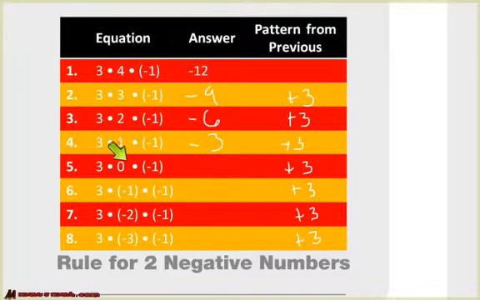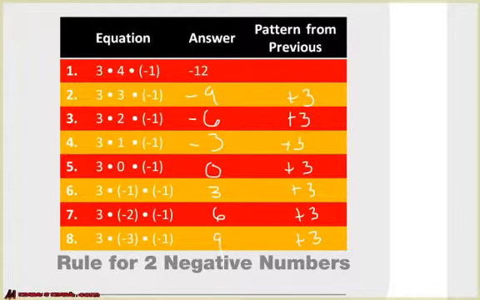Okay? Now, 3 times 0 times -1, well, that's easy. That's 0. Now here comes the tricky part. We've got a negative number and a negative number there. Let's follow the pattern. Well, if the pattern is adding 3, what's 0 plus 3? That's super easy, 3. And then again, 3 plus 3 is 6.